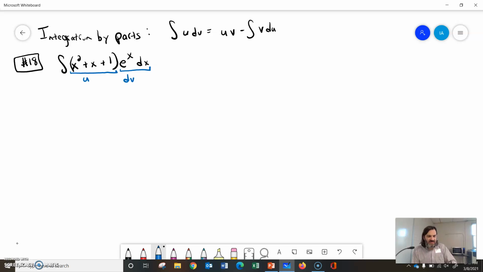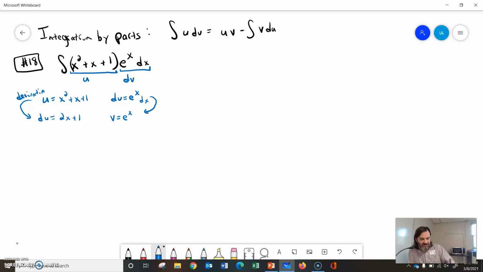The nice thing about the dv here is that when you integrate e to the x, you keep getting e to the x, so you shouldn't be too scared of that. Let's write it out. U is x squared plus x plus 1. That means the du is 2x plus 1. The dv is e to the x, so when we integrate that, we get v being e to the x. Okay, so remember that to get from u to du, we took the derivative. And to get from dv to v, we integrate.